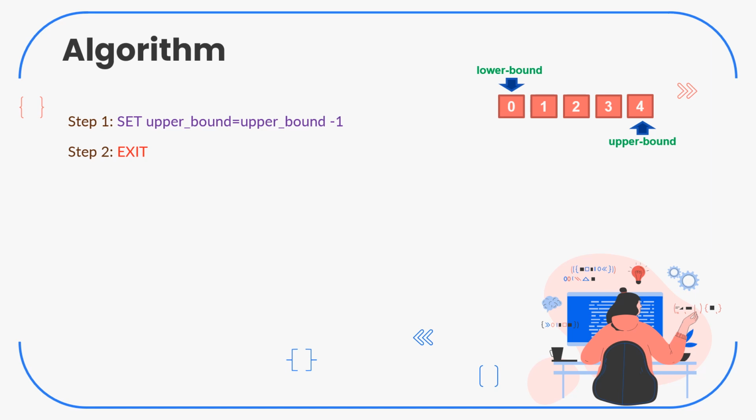Here in the algorithm, we can see that in the first step, we set the upper bound equal to upper bound minus 1. In the second step, the program terminates and the element is deleted as there is no information about the last index.